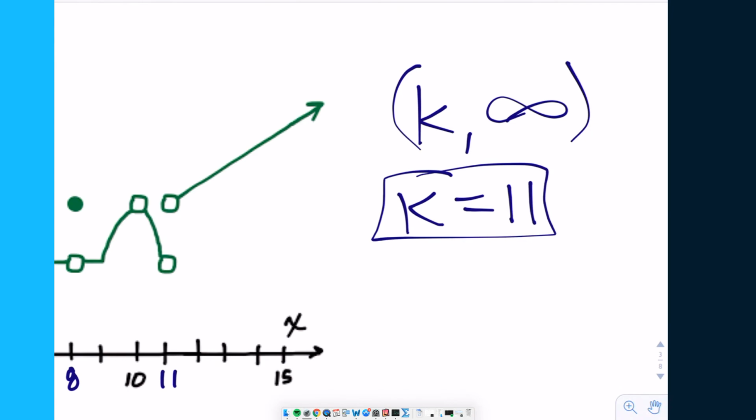Okay, so now that we've answered that, that's the smallest k that works. Are there other k values that would work? Yeah, like 11.1 would work, right? Would 11,000,000.1 work? Yeah. So any k value that is what in relation to 11 would work? Yeah, greater than or equal to. So k could be any value greater than or equal to 11, so long as it's still less than infinity, right?